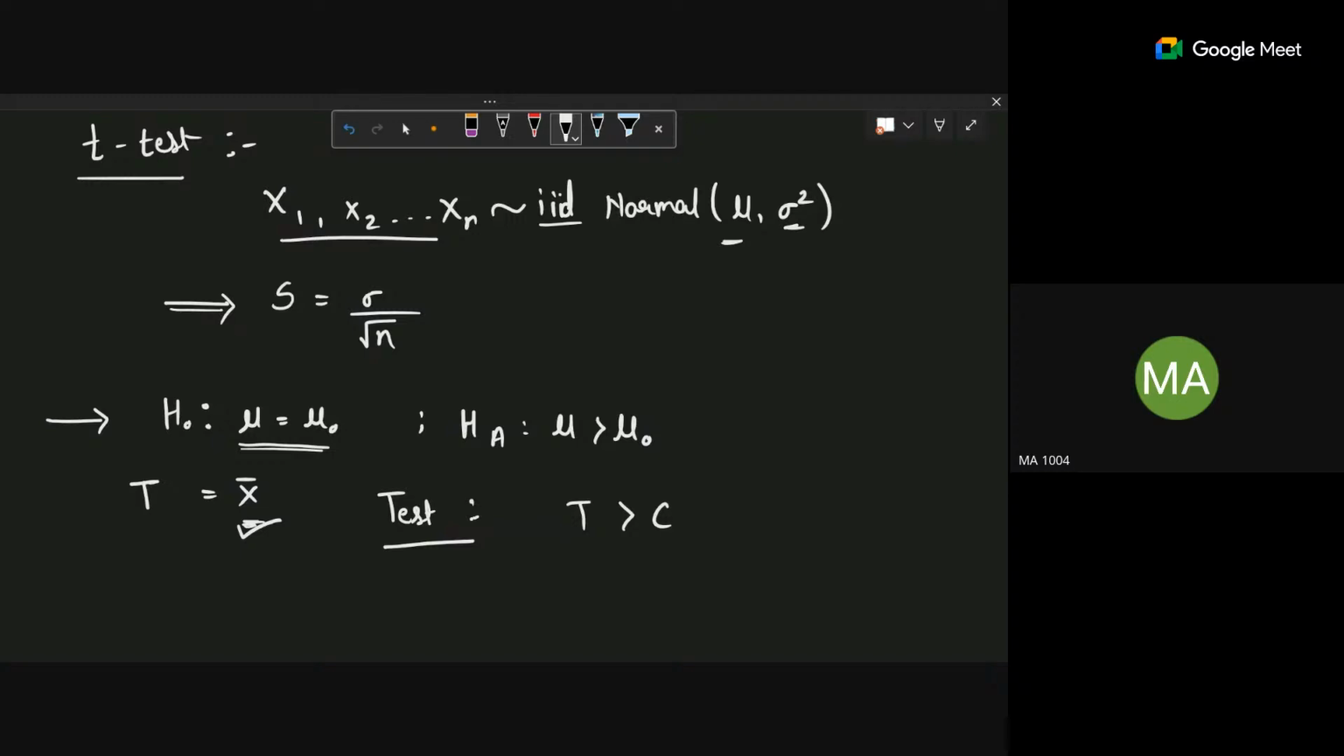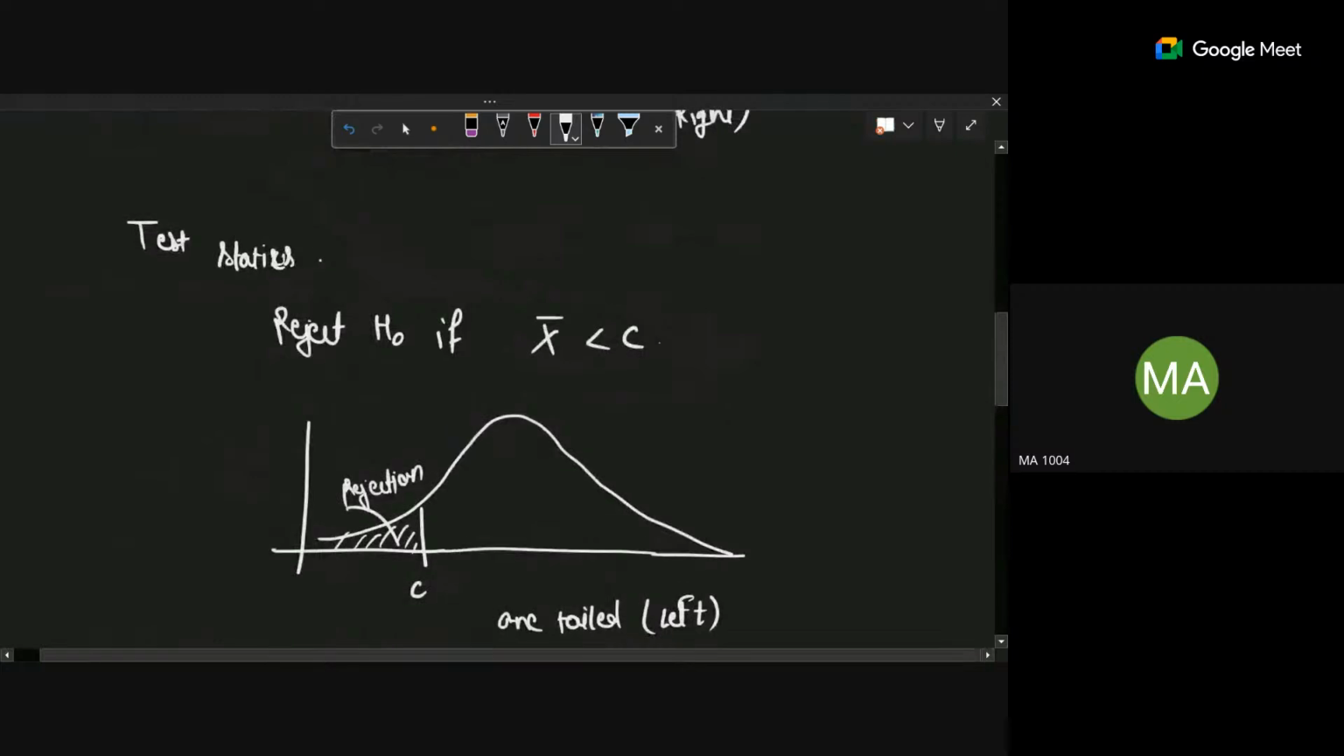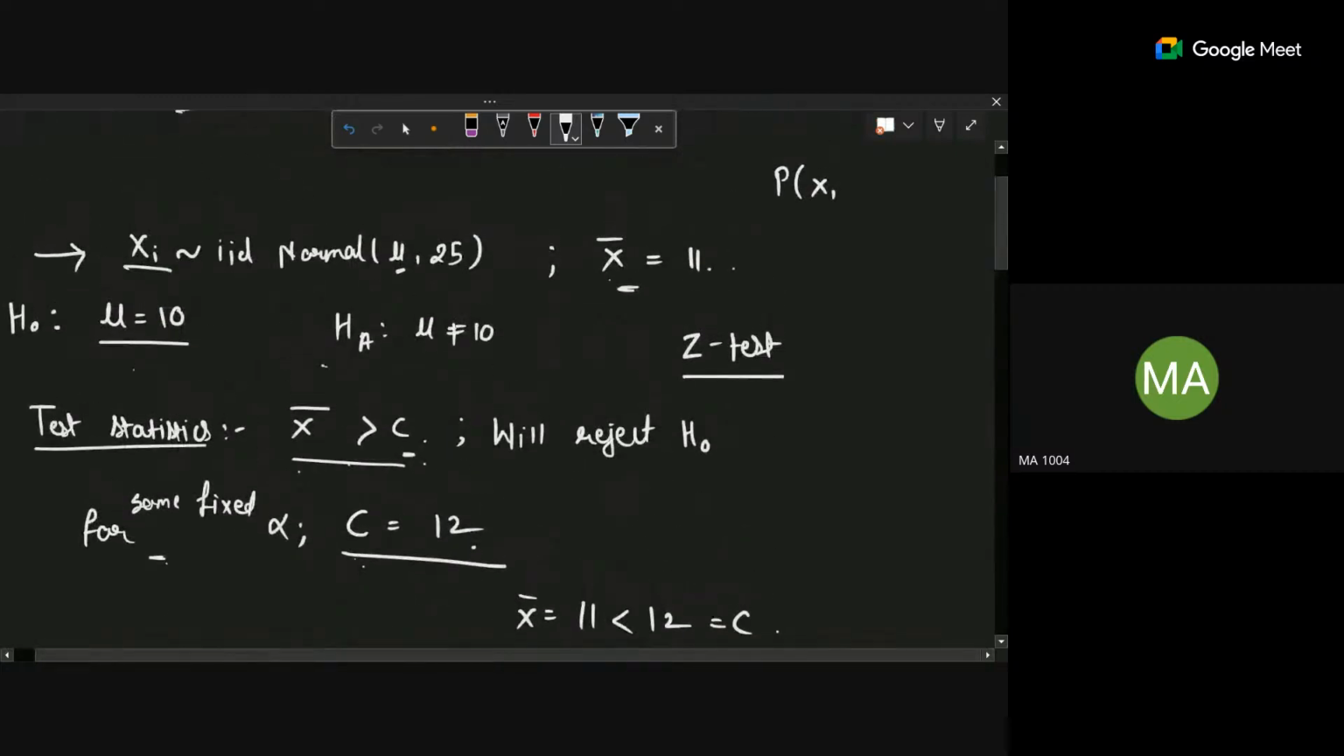Because it may be possible that C is equal to 10 and mu naught is, let's say, 10.5, right? And if we take T less than C, then it will contradict again. Both the hypothesis and the test will contradict, right? That's why this is mandatory. But in the above question, I took both the cases, greater than C or less than C. Why was it possible? Because just observe what my alternative hypothesis was.